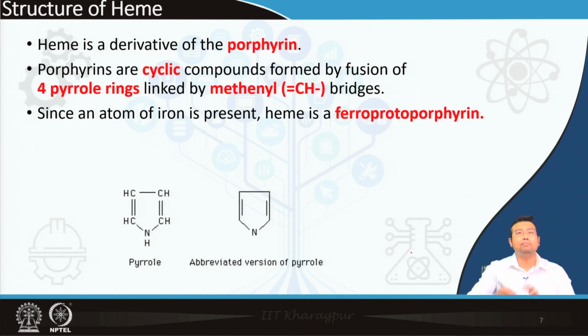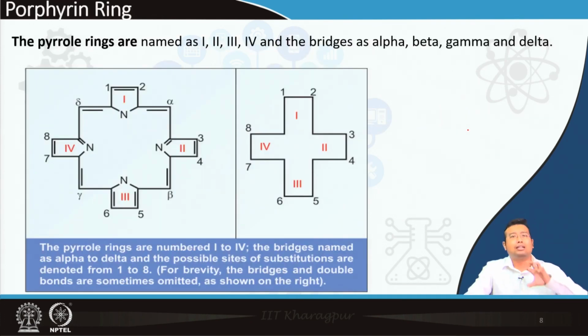Regarding the structure of heme, it is a derivative of porphyrin. Porphyrins are cyclical compounds formed by fusion of 4 pyrrole rings. What is a pyrrole ring? This is how a pyrrole ring looks, and when we abbreviate it by omitting the carbon and hydrogen, it is often drawn like this. These 4 pyrrole rings are linked by methenyl bridges, and since an iron atom is present, it is also a type of ferroprotoporphyrin. Heme is a ferroprotoporphyrin. We will discuss what we mean by protoporphyrin. The pyrrole rings are named alpha, beta, gamma and delta, based on the sequence.